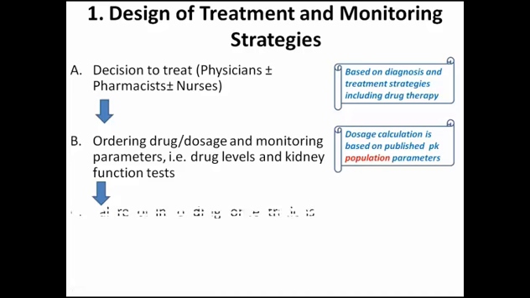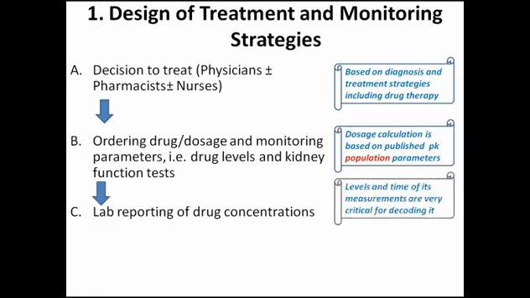And once you receive the level from the lab, then the interpretation of this process takes place. And this is a very important step because the levels are representation of the patient talking to you, telling you how they clear the drug, how they handle it. And correlating this level with patient response is something that we are required to do. So a decision can be made whether we need to change the dose to achieve a different level or not.